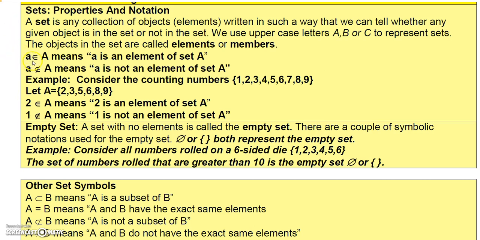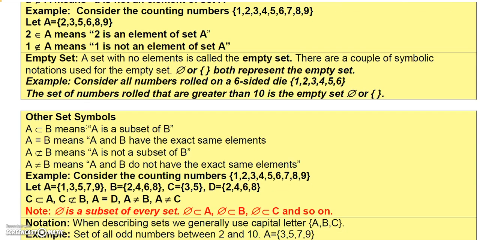For example, this symbol says that little a is an element of capital A. That just means that this element a is in the set A. If you see the same symbol with a line through it, it means a is not an element of A. So if you considered the set of counting numbers 1 through 9, and let's say A was only a subset of those numbers, 2, 3, 5, 6, 8, 9, then we could say that 2 is an element of A, and we would say that 1 is not an element of A, since 1 is not in A.